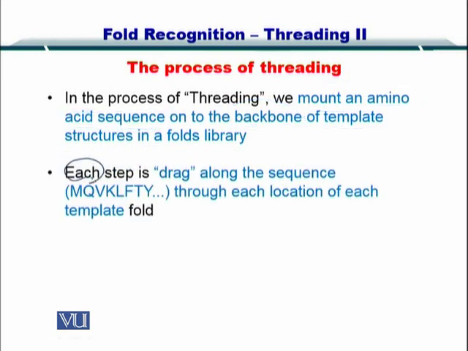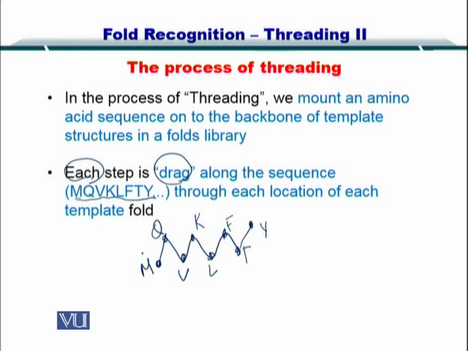Next, on each step, we drag the sequence, for instance, MQVKLFTY. So if this is your fold, then in the first step, we will have M, Q, V, K, L, F, T, and Y. In the second step, M will move to the position of Q, Q will move to the position of V, V will move to the position of K, and so on. So you will end up with M, Q, V, K, L, and so on. So M has moved from the first position in the fold to the second position. We keep shifting the sequence until we find the best match for the sequence in the fold.